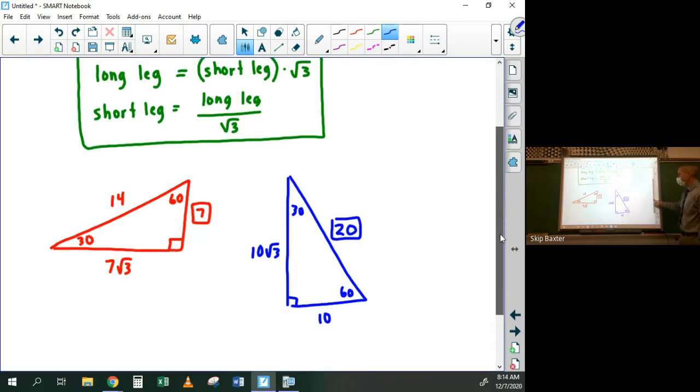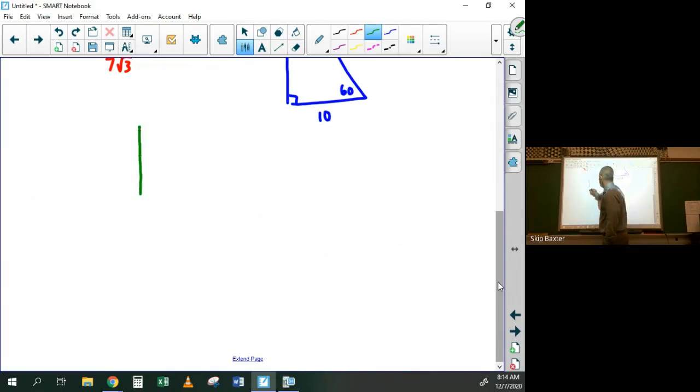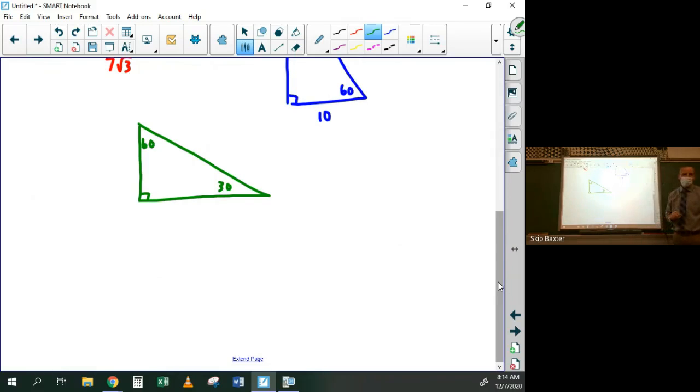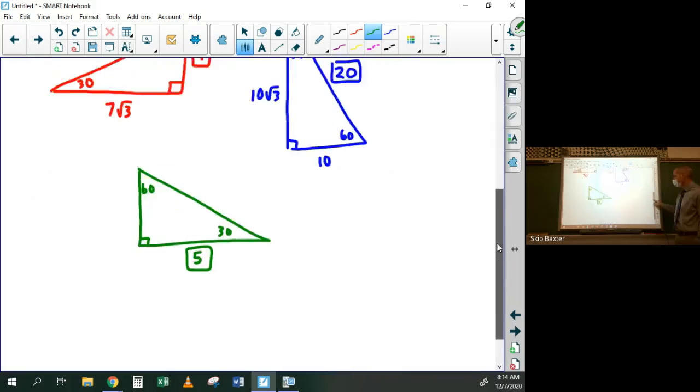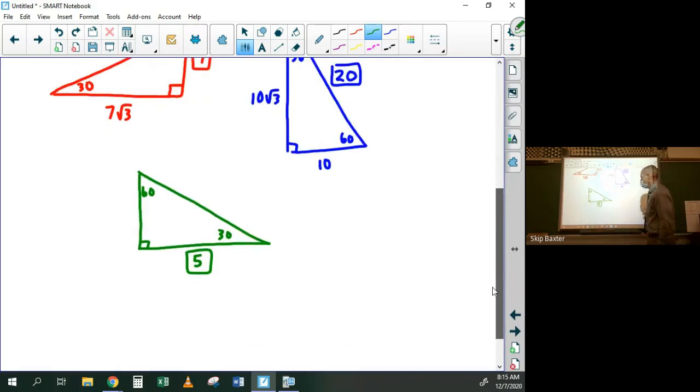So the only other situation is if you're given the long leg. This is sort of the most complicated situation in a way. Suppose we know the long leg is 5. That's what we're given. So if you look at the shortcuts, the third thing says the short leg is the long leg divided by radical 3. So this side is just going to be 5 divided by radical 3.